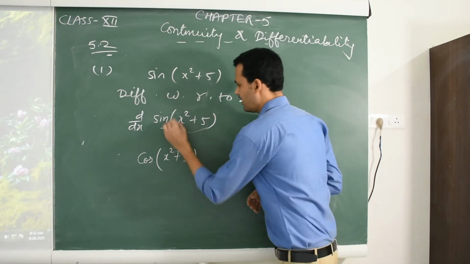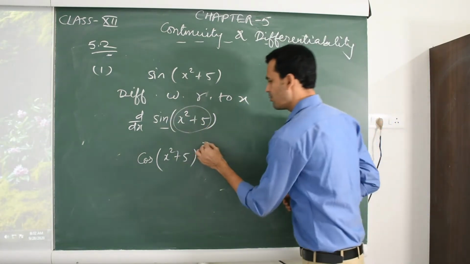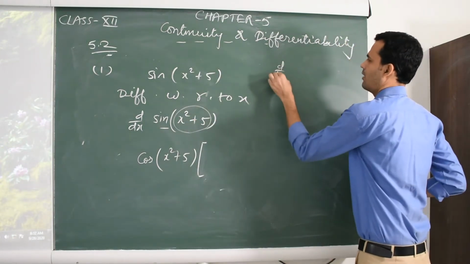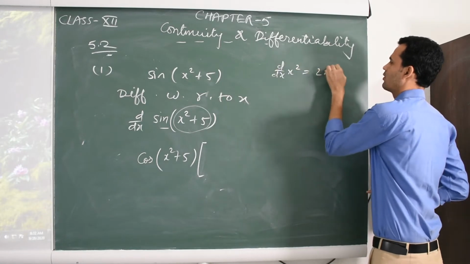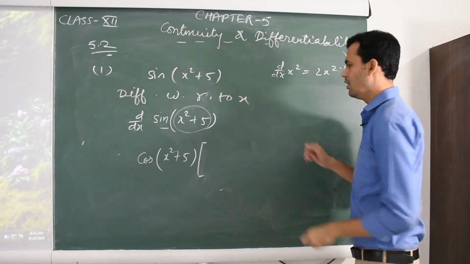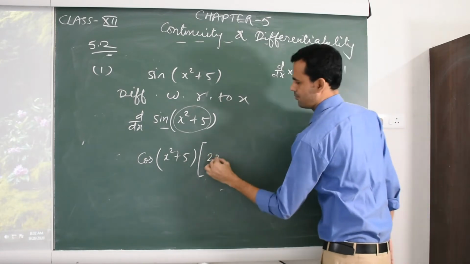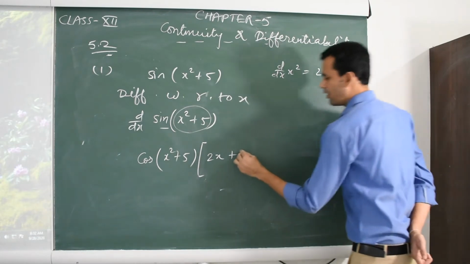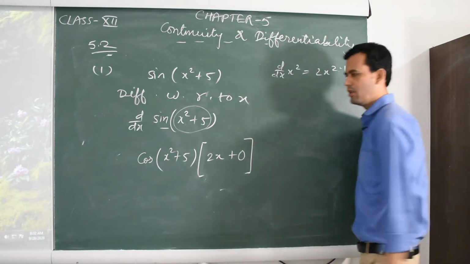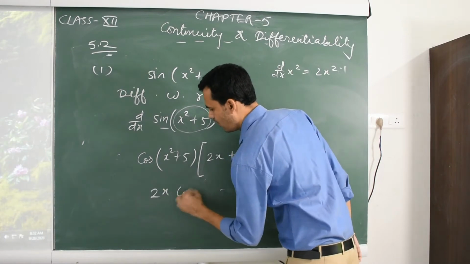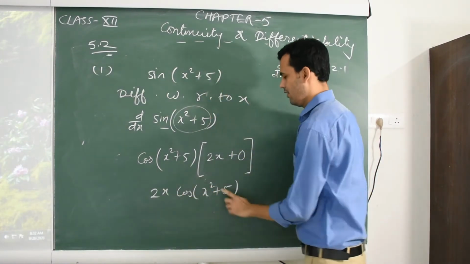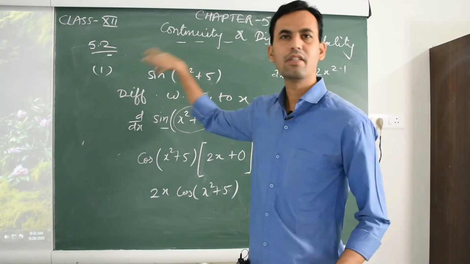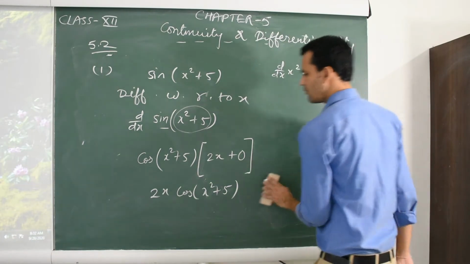Now we differentiate this bracket. In this bracket we have x square. The differentiation of x square, by the formula n x to the power n minus 1, is 2x to the power 2 minus 1, so we write it as 2x. The differentiation of 5, a constant term, is 0. So the answer is 2x cos(x square plus 5). This is a composite function. We have two types of functions, the sine function and x square plus 5. Now next question.